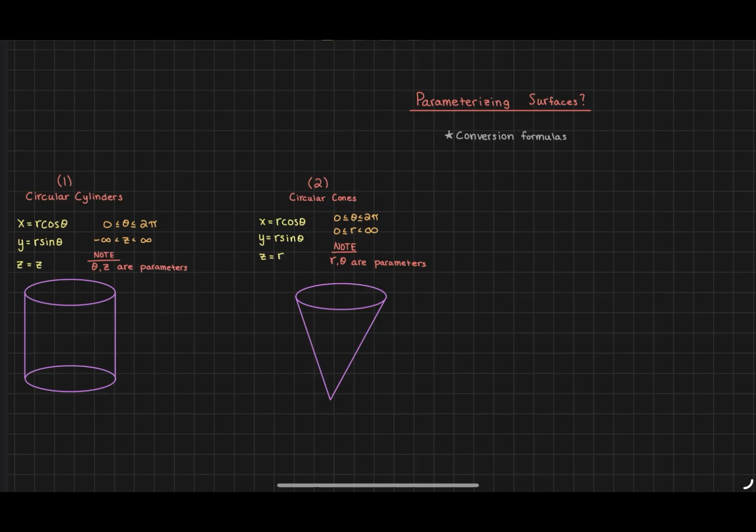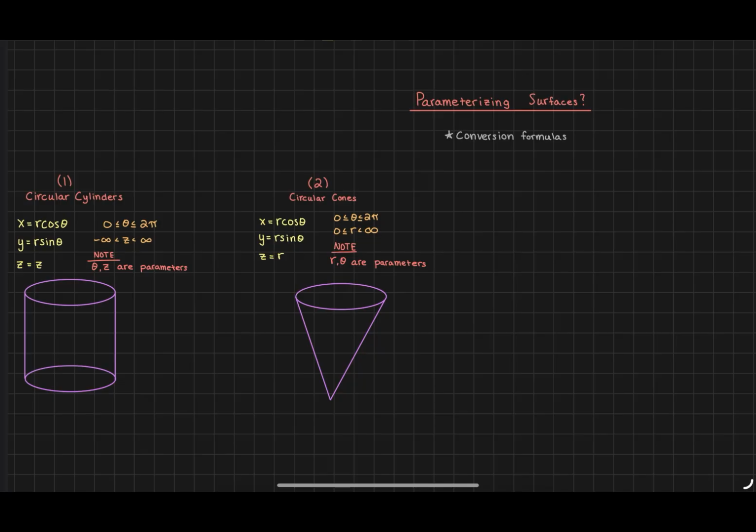Secondly, we're going to be running into circular cones. Similarly to circular cylinders, we're actually going to be turning these into cylindrical coordinates. So once again, we're going to have x is equal to r cosine of theta, y is equal to r sine theta, and our z is actually going to be equal to r this time.